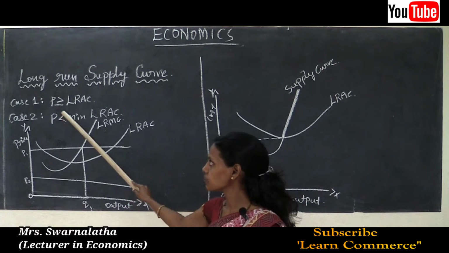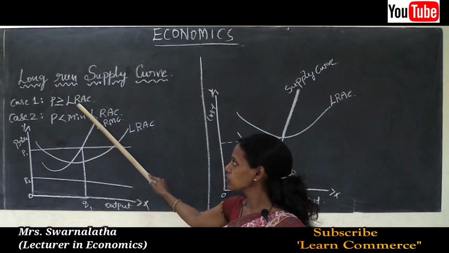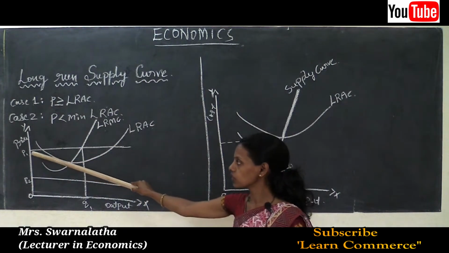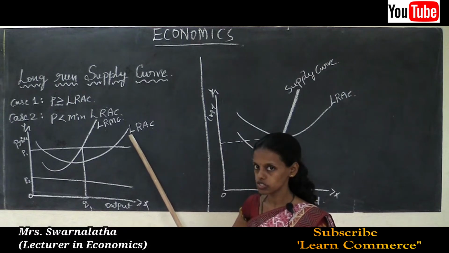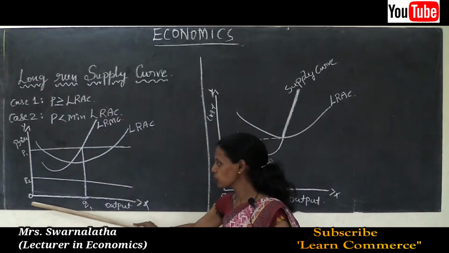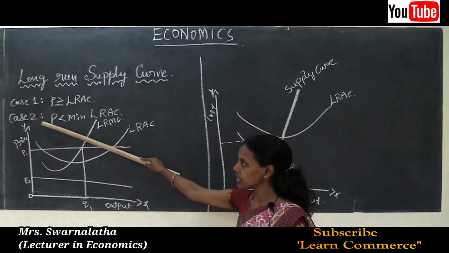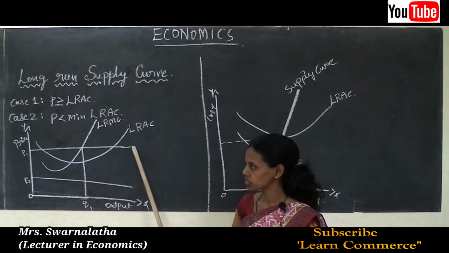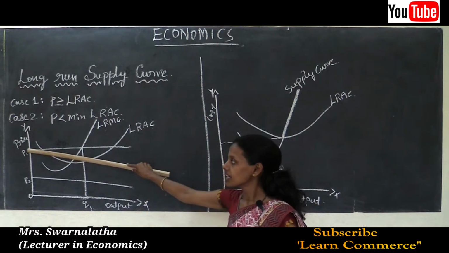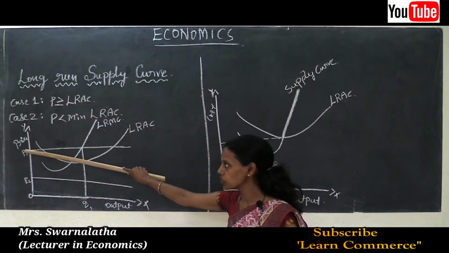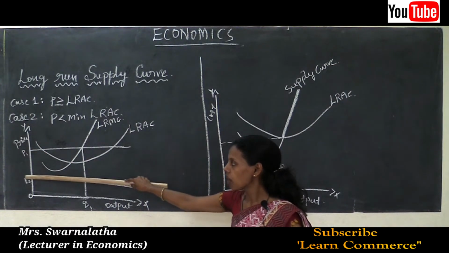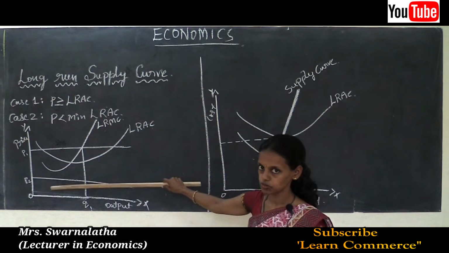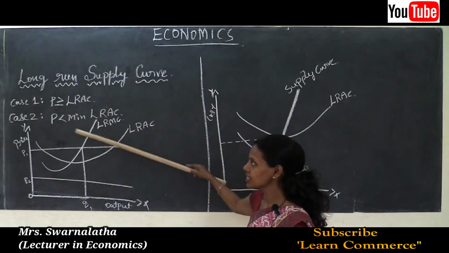So case 1 says that price must be greater than or equal to the long run average cost. Turn to the figure. Here you can see the OX axis represents output and the OY axis represents price. P is a price line, which always remains constant. If the price increases or decreases from P1 to P2, any variation in the price leads to the zero level of output.